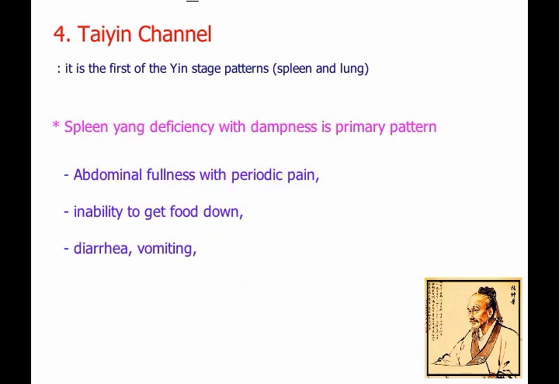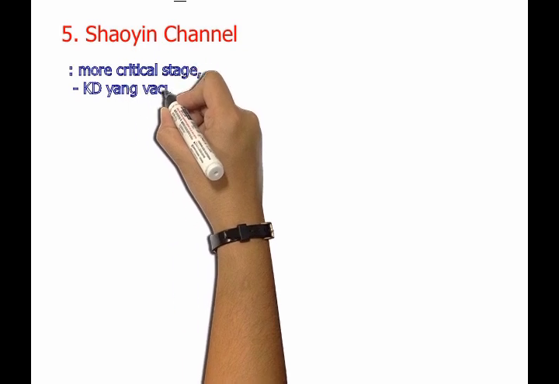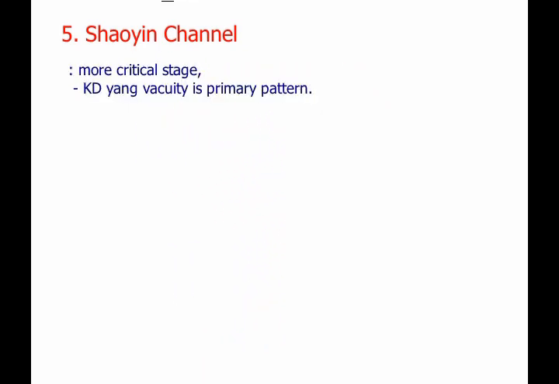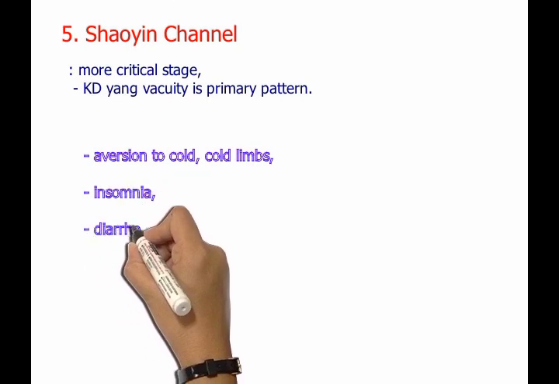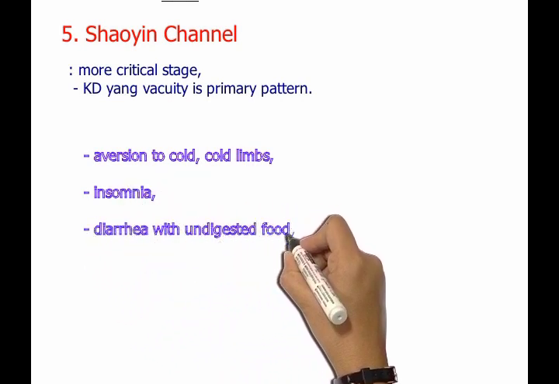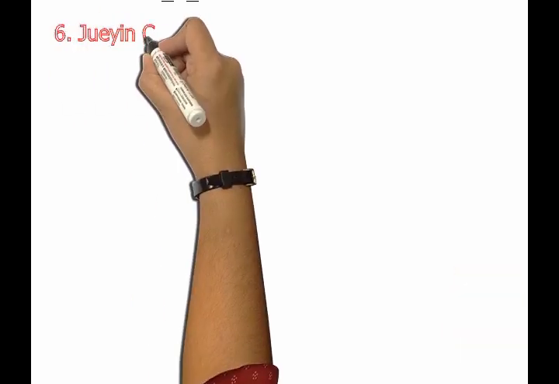Next, Shaoyin channel. It is a more critical stage. Kidney yang deficiency is the primary pattern. Main signs and symptoms are aversion to cold and cold limbs, insomnia, diarrhea with undigested food, and fine pulse.